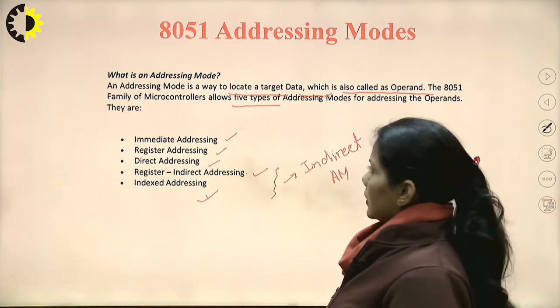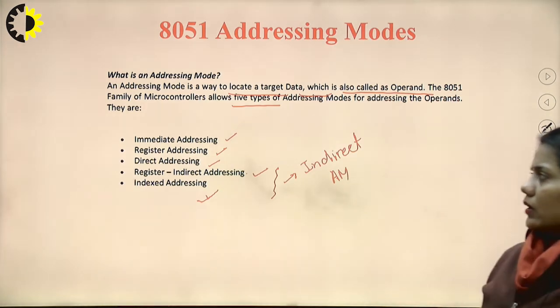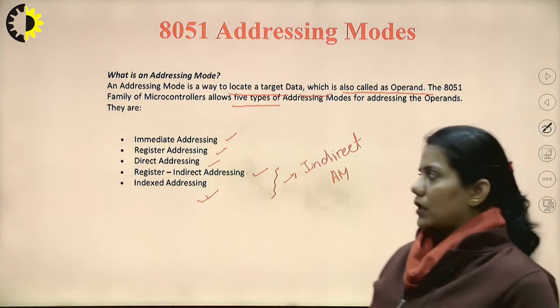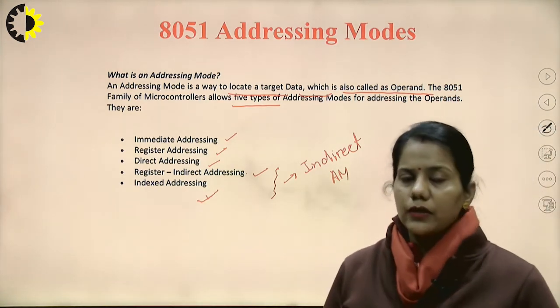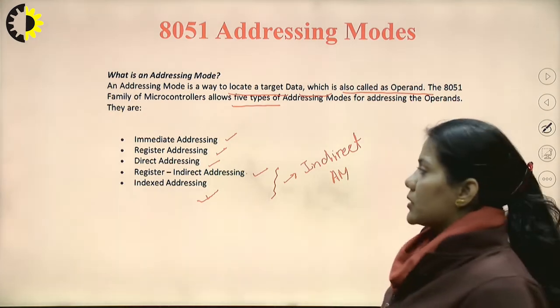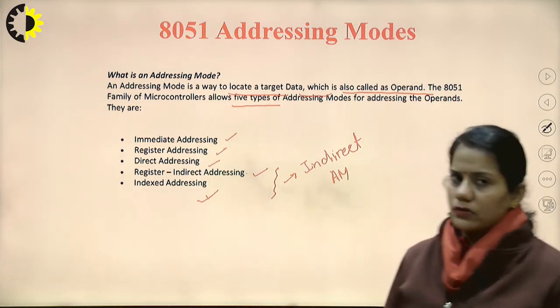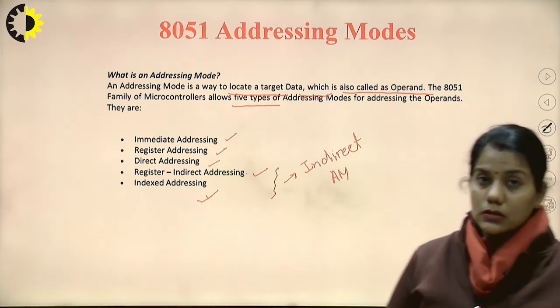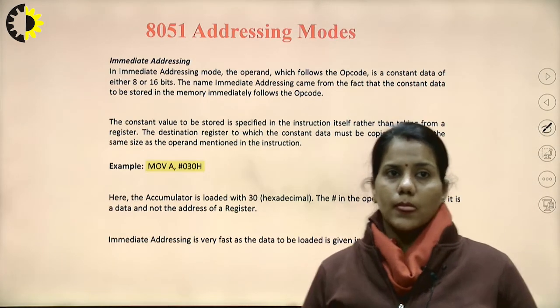Okay. So in total there are basically immediate, register, direct, and indirect addressing modes, and under indirect addressing mode there are 2 addressing modes, that is the register indirect and indexed addressing modes. So let's discuss these addressing modes one by one.